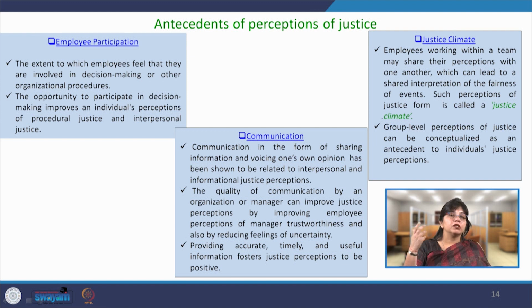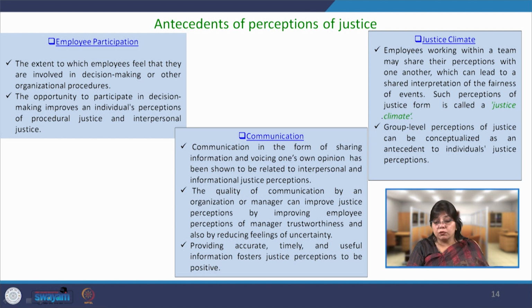So, such situations in the form of open communication lead to perception of justice at the workplace, and providing accurate, timely and useful information fosters positive justice perceptions. And the third factor is justice climate. Now, this kind of factor is very much created by the higher authorities within the organizations.